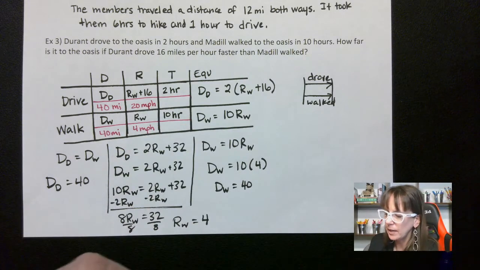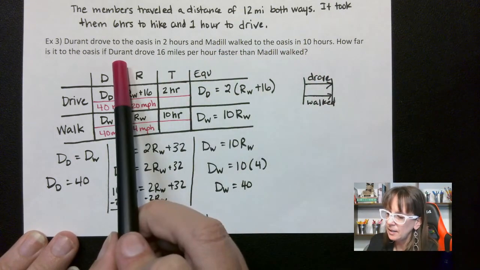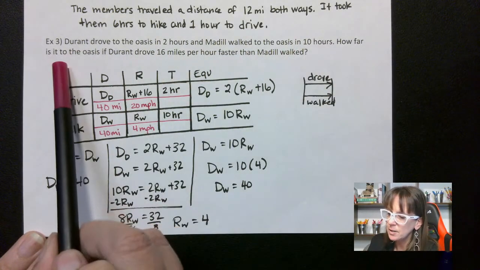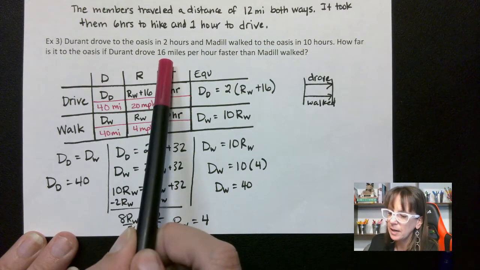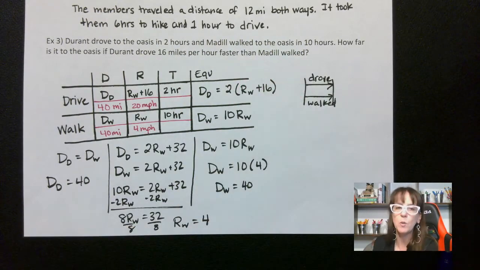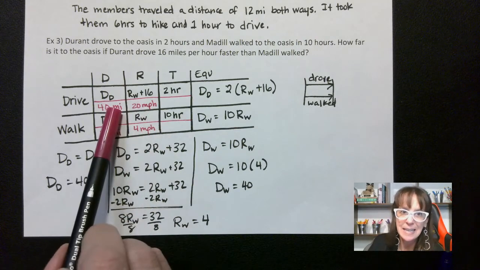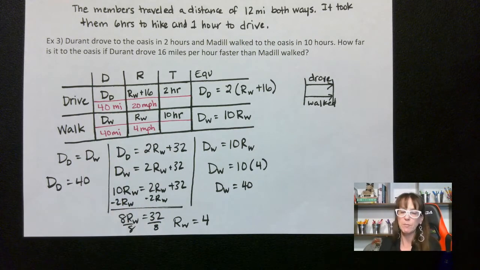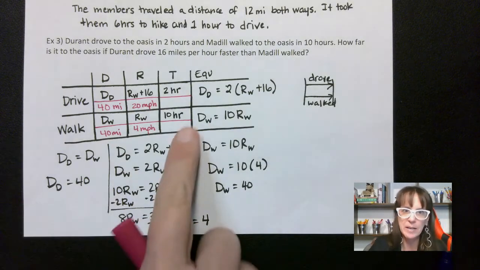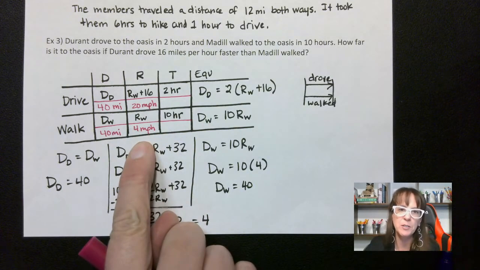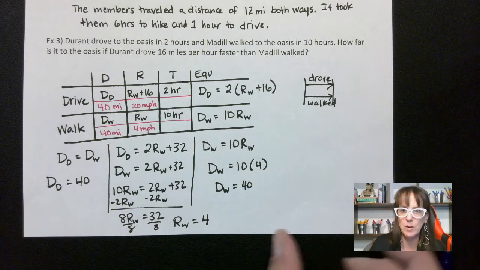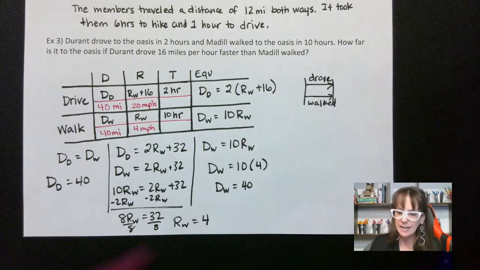Okay, so it says, how far is it to the oasis if Durant drove 16 miles per hour faster than Medill walked? So how far is it to the oasis? It is 40 miles away, and they walked at a rate of 4 miles per hour and drove at a rate of 20 miles per hour.